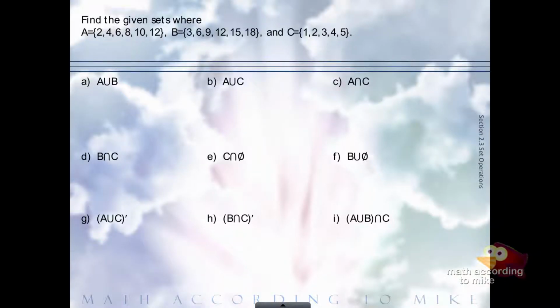All right, now we got some fun ones. We are told that A are the numbers 2, 4, 6, 8, 10, 12. B are multiples of 3 from 3 to 18. And C are the first 5 counting numbers. But what I don't tell you, and I should totally tell you, let's say the universal set is the set of all x such that x is between 1 and 20.